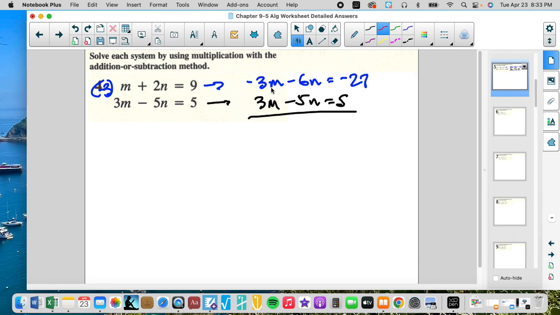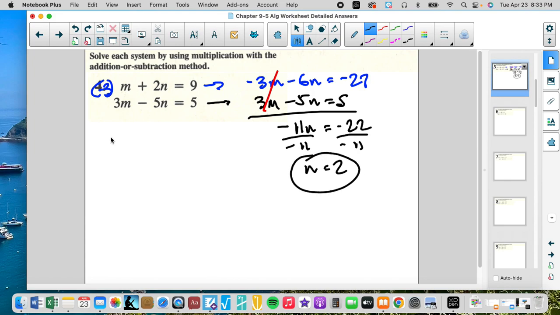So the m's cancel. -11n equals -22. Divide by -11, divide by -11, n equals +2. We'll take the bottom equation. 3m minus 5n equals 5.